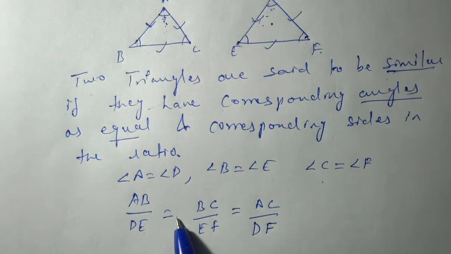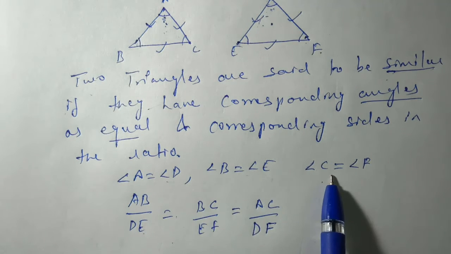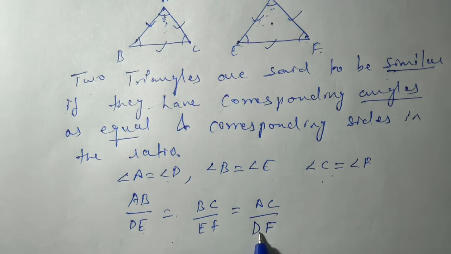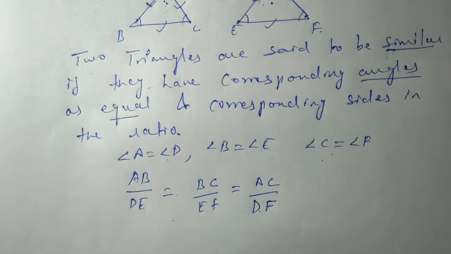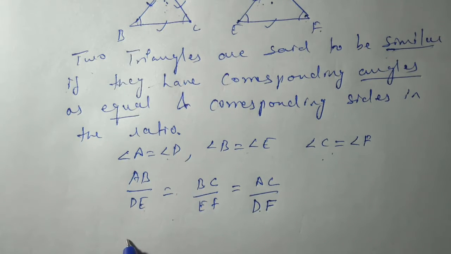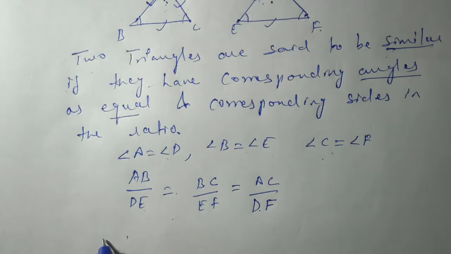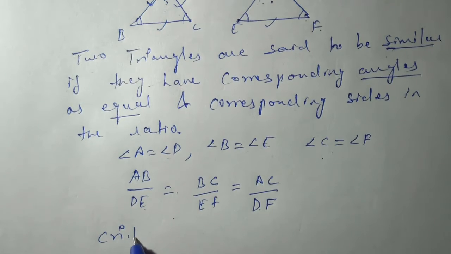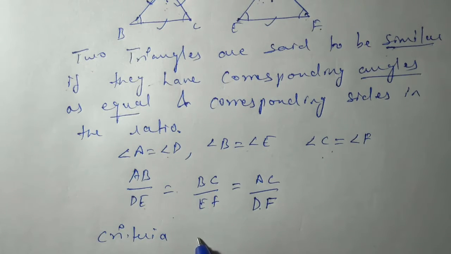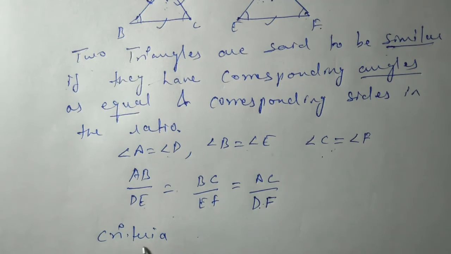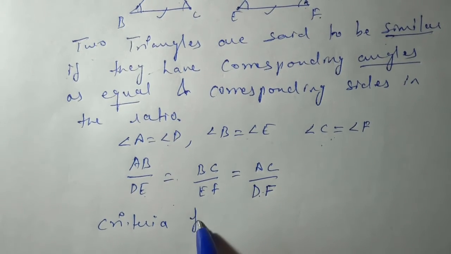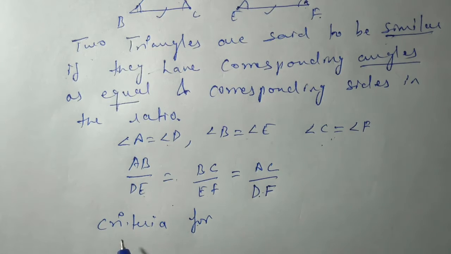Now, if we have to check whether triangles are similar, do we have to check all the angles as equal and all the sides as in the ratio? No. There are fixed rules for it, which are called criteria for similarity of triangles. According to these criteria, we don't have to check all the angles or all the sides. We just have to follow the criteria for similarity.